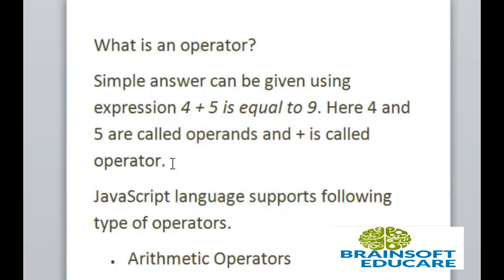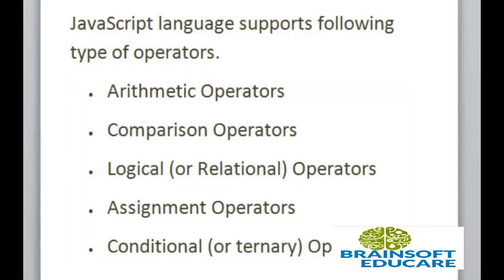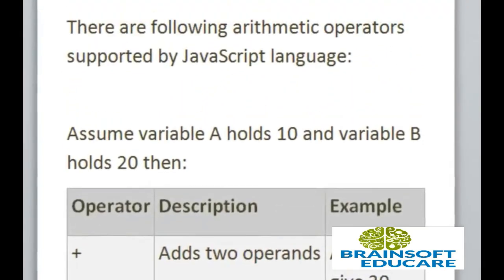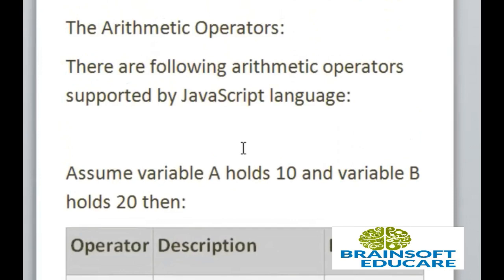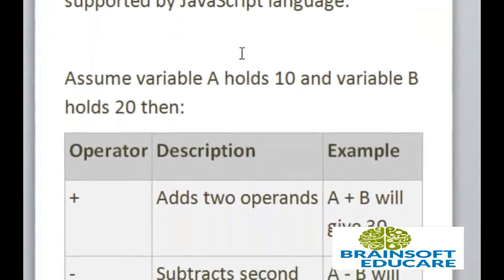JavaScript language supports the following types of operators: arithmetic operators, comparison operators, logical or relational operators, assignment operators, and conditional operators. Here first, arithmetic operators. These are the following arithmetic operators supported by JavaScript language.